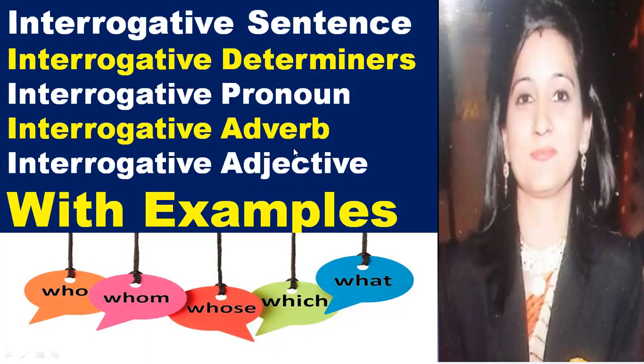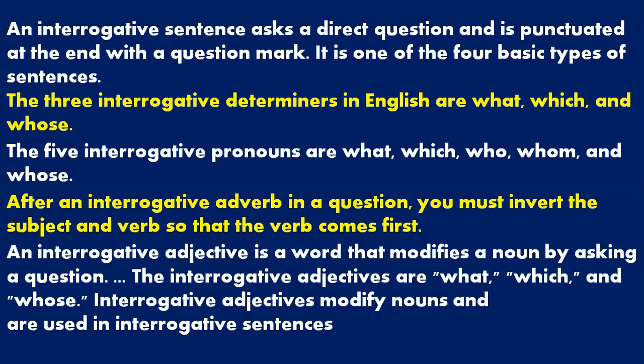So let's start this one first. Interrogative sentences. An interrogative sentence asks a direct question. So this is very simple, what do you mean by an interrogative sentence? In an interrogative sentence, you have to ask a question. You are asking a question, and at the end you are putting a question mark after that. Means a question is punctuated at the end with a question mark, right?